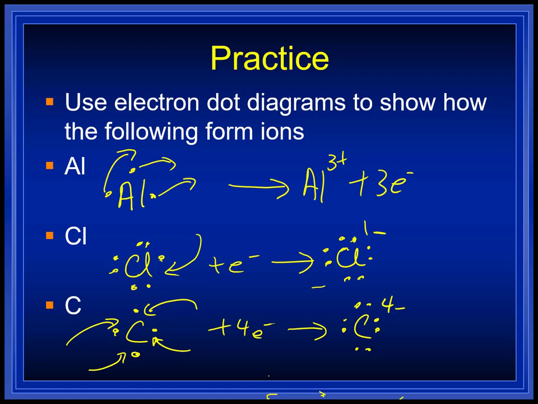You notice my charges are the same on both sides, no matter which way I do it. The top one started off at 0, ended up at 3 positives plus 3 negatives, which is 0. The second one started off with a negative 1, because I added that electron, and ended up with a negative 1. The bottom one started off with a negative 4, ended up with a negative 4. All right?